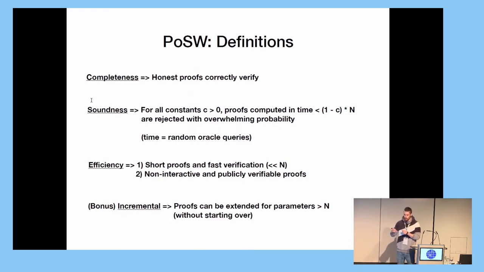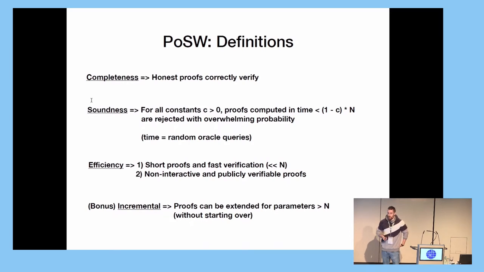It's not a perfect proof. You're allowed to make some shortcuts, as long as you're not taking too many of those, then we're okay with it. And if you are too short, then we want the verifier to reject your proof with all but negligible probability. And throughout the talk, by time, I mean the number of random oracle queries. It's easy to show that in the random oracle model, repeated queries are inherently sequential, right? So you can substitute time with random oracle queries.